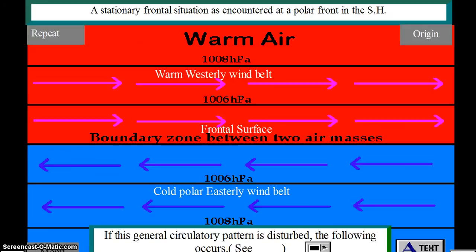This is the general circulatory or weather pattern. If this weather pattern is disturbed, a temperate cyclone will develop.